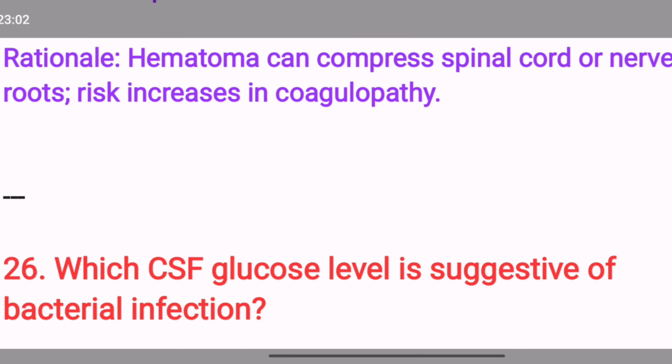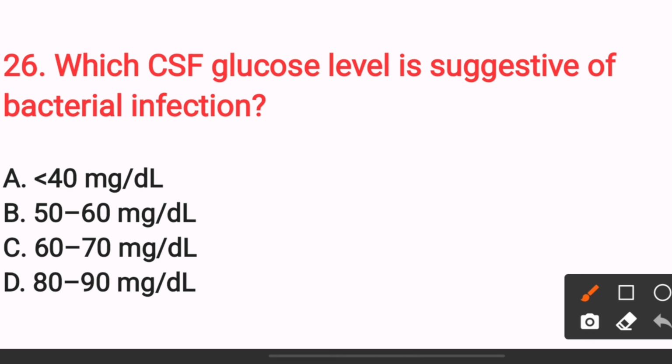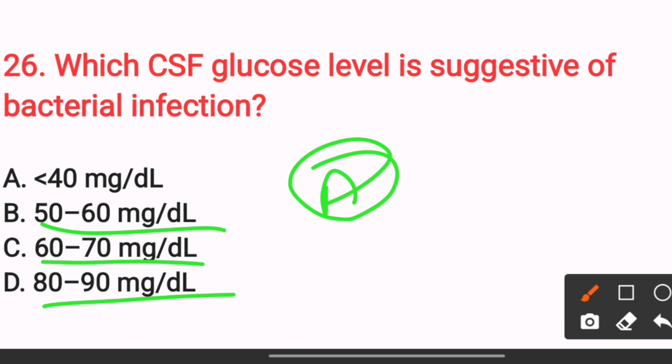Next, which CSF glucose level is suggestive of bacterial infection? Option A, less than 40 mg per dL. Option B, 50 to 60 mg per dL. Option C, 60 to 70 mg per dL. Option D, 80 to 90 mg per dL. The answer is option A, less than 40 mg per dL, because bacterial consumption of glucose lowers the CSF glucose significantly. So the answer will be option A.